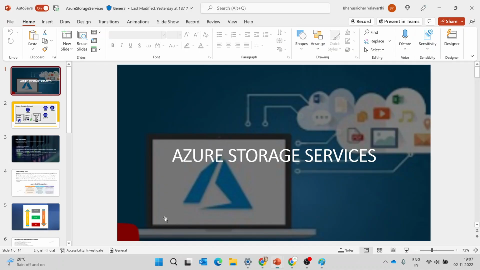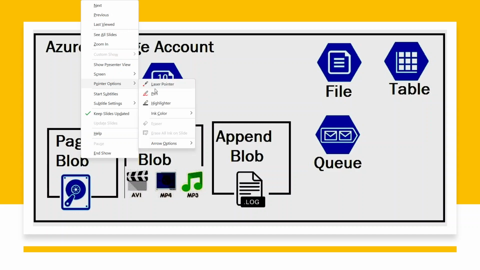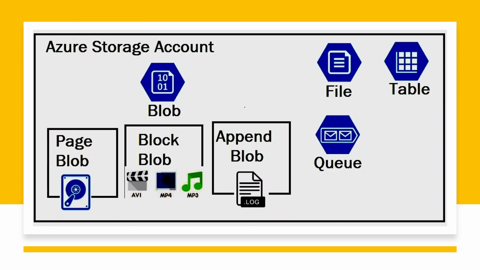So I will go to the PPT here. Okay, so when we come to the storage account, let me go to the pointer view. Okay, coming to the Azure storage account, these are the type of entities where we will be storing. So we will be having a blob, a file, a table, and a queue.